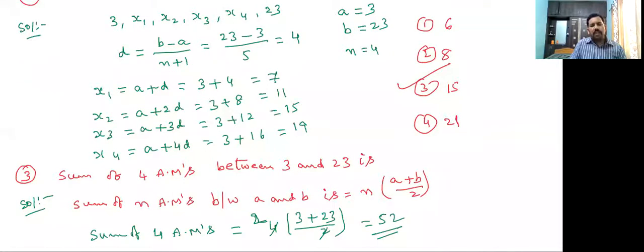Sum of four arithmetic means between 3 and 23 is dash. This is the question. The sum of n arithmetic means between a and b is n into (a plus b) by 2. Here the n value is 4, a value is 3, b value is 23. Just substitute in that formula, we get the answer 52.